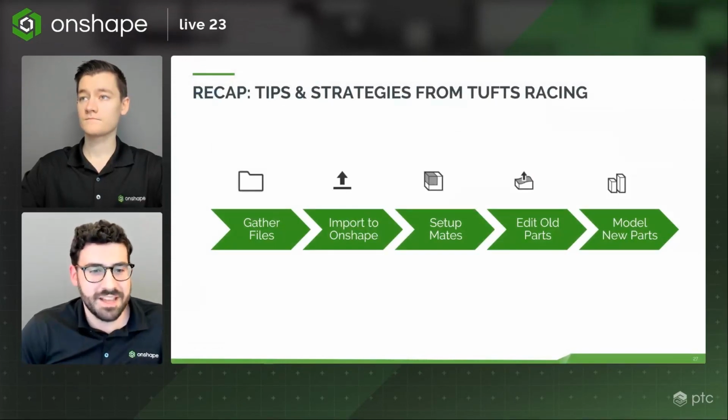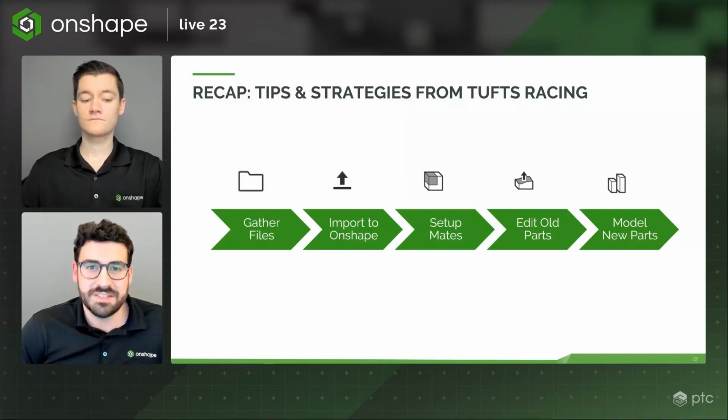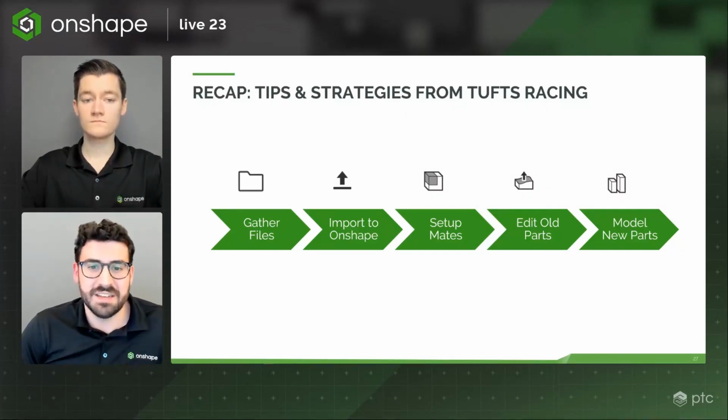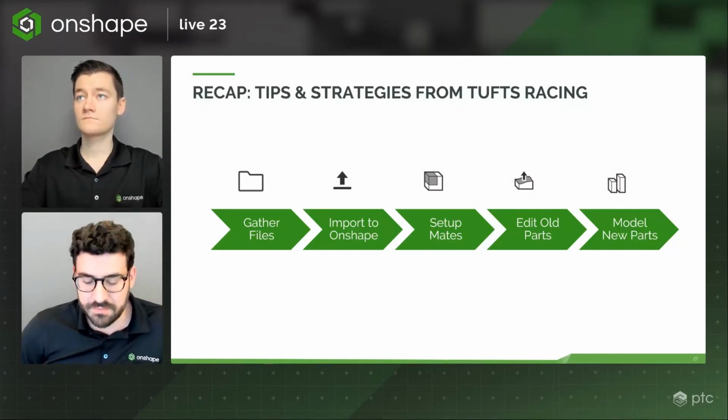So like we said, pretty straightforward. Gather your files, import it to Onshape, set up any of those mates that you might have lost. Then you're able to edit the old parts that you had, and you're able to model new parts, which is really everything that a team needs to keep going.